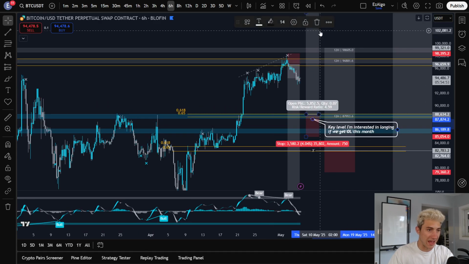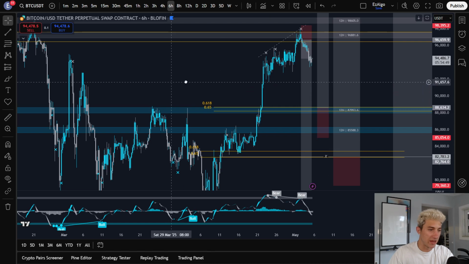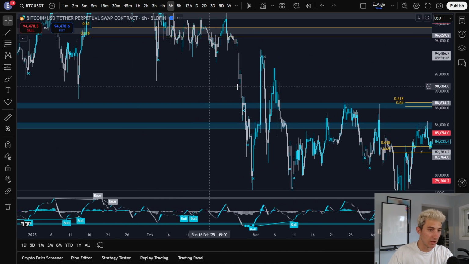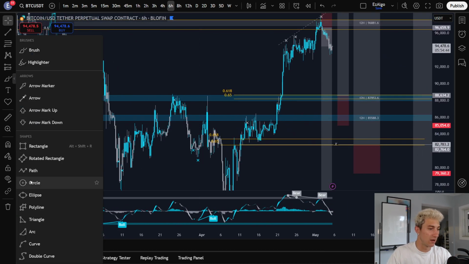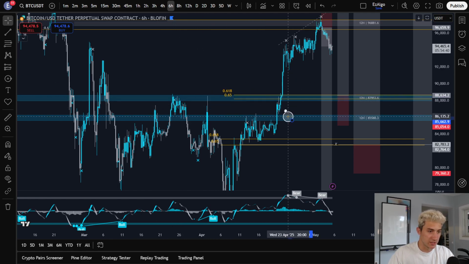Let's take a look at Bitcoin. Again, I have my 12-hour levels pulled up on Bitcoin. I can see we have another key level here on Bitcoin. This is also a level that I posted inside of the Pro Discord. Okay, you can see this level was acting as resistance, resistance, resistance.